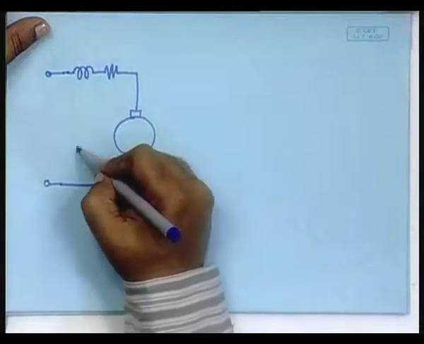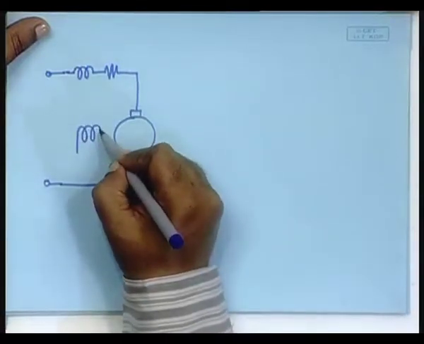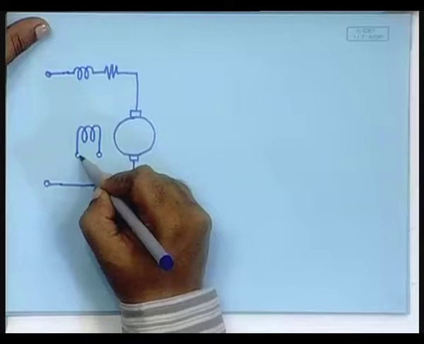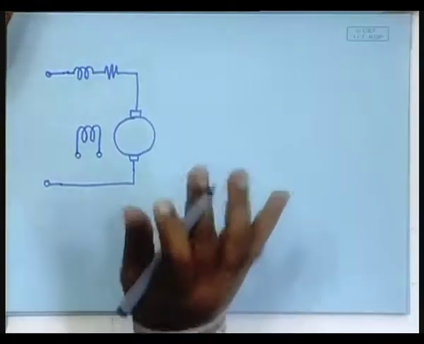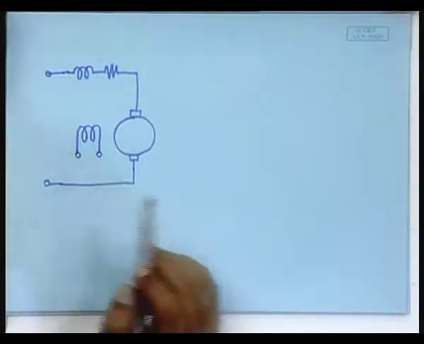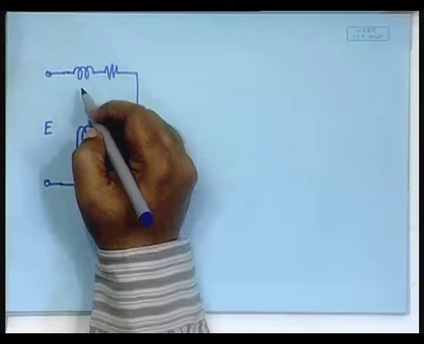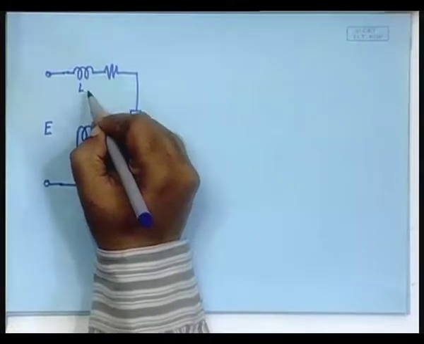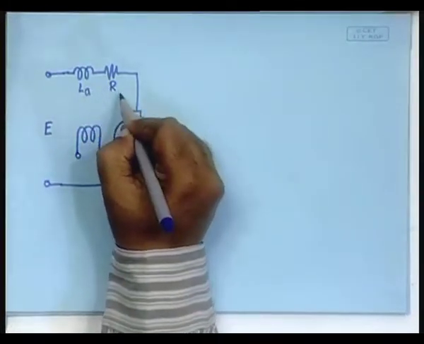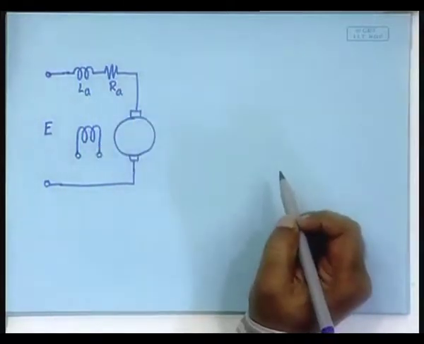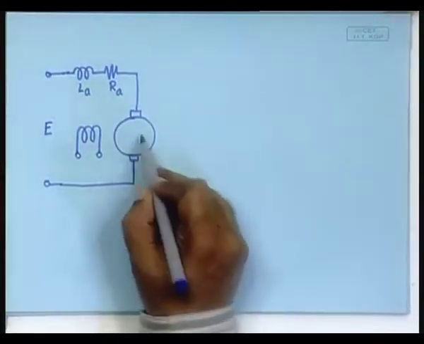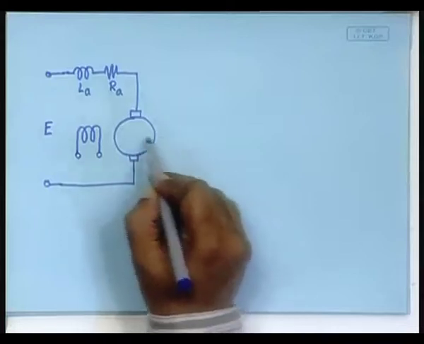Assume that the field is constant. We will later assume that the field is also variable, but to begin with, let us assume that the field is constant, which means it could be a permanent magnet machine or a separately excited machine. You have applied a voltage, say E, to this, and this is the inductance of the armature, resistance of the armature. Now, here this machine rotates and there has to be a mechanical system to it.